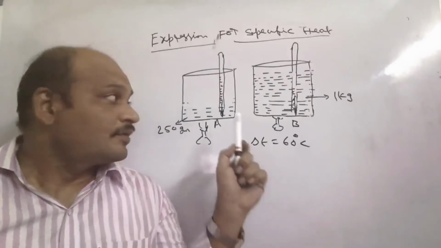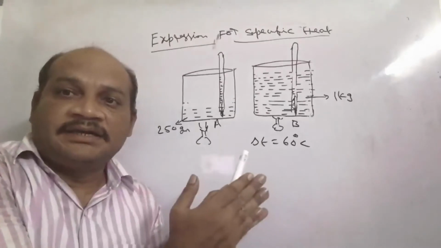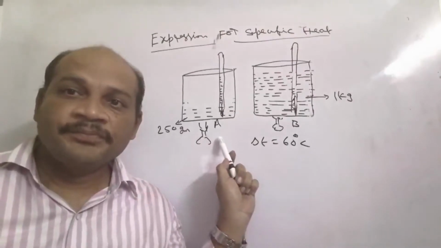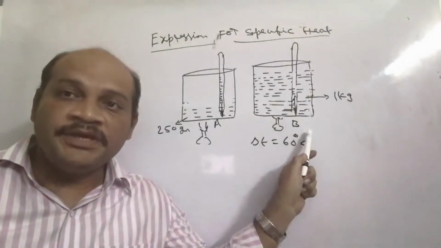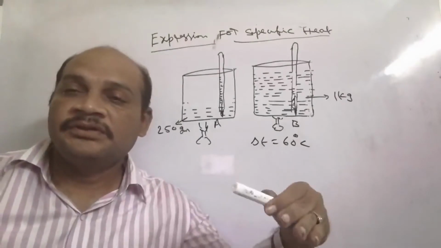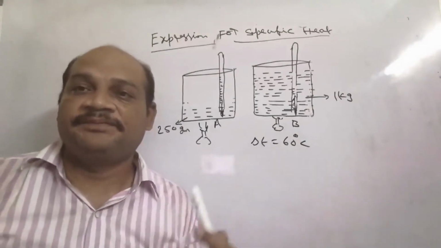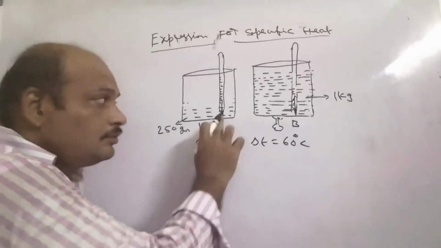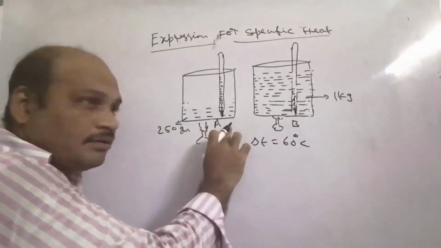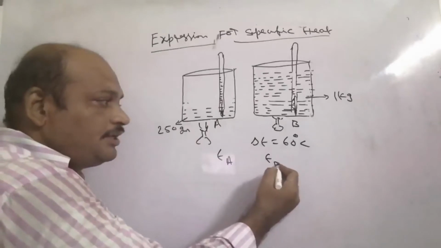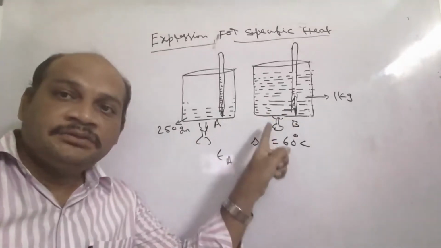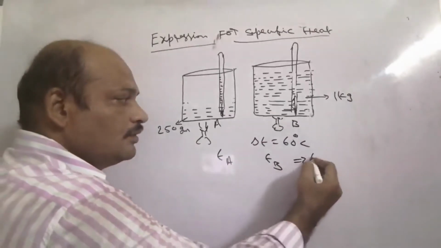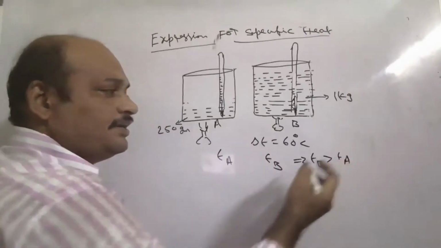In this case, we calculate the time taken by the water in A beaker and the time taken by the water in B beaker to get a temperature difference of 60 degrees centigrade. TA is the time taken by the water in A beaker. TB is the time taken by the water in B beaker. We observe that TB is greater than TA.